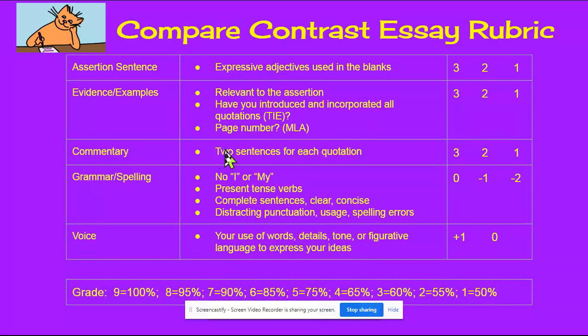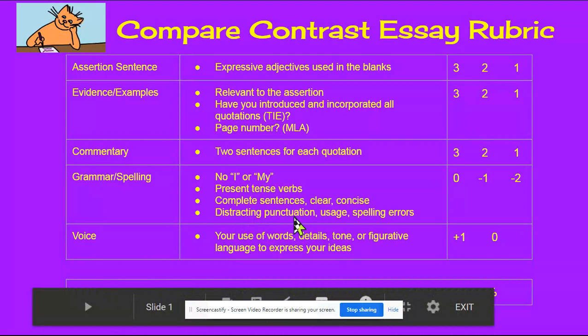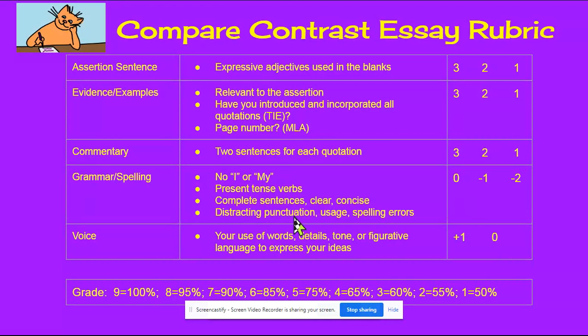Okay? Commentary, make sure you've got 2 sentences for each quotation. That earns you a 3. Grammar, this is what I'm looking for. Make sure you don't use the pronoun I or my. Use present tense verbs, complete sentences, no distracting punctuation, no spelling errors. And you can say, oh, Miss Donham, I'm not a good speller. Well, that's okay, because the computer knows if something is misspelled, and it does that little jiggly line under it. So go ahead and right click on it and make that correction so that nothing is misspelled.